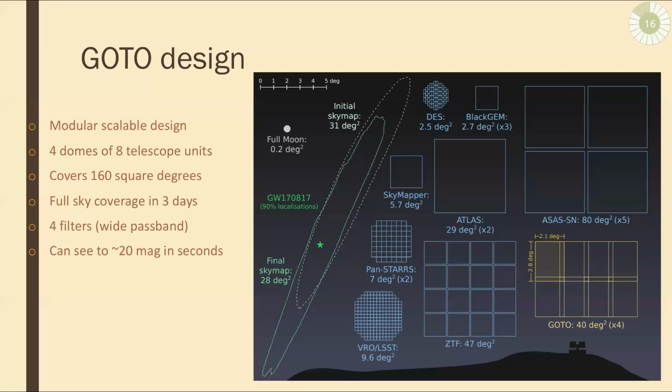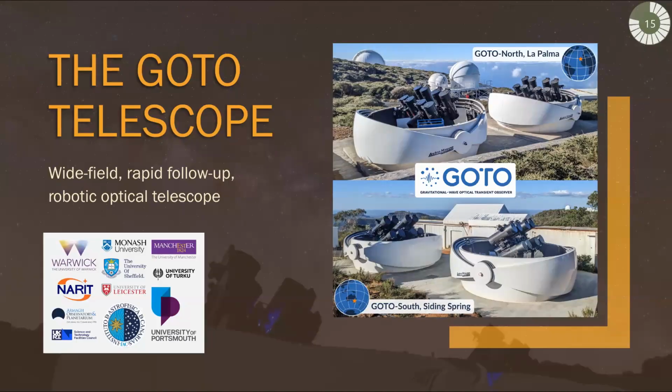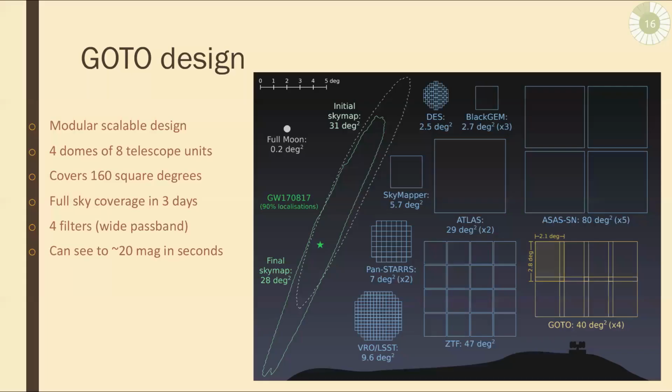And after this, I will talk about the GOTO telescope. For the next part of this talk, I will be introducing this wide-field rapid follow-up optical telescope designed to follow up gravitational waves and GRB triggers from Swift and Fermi.